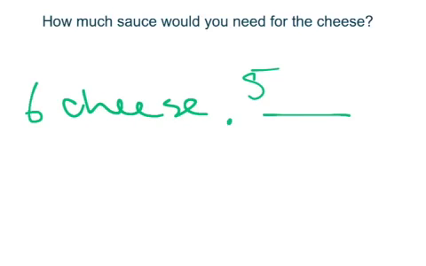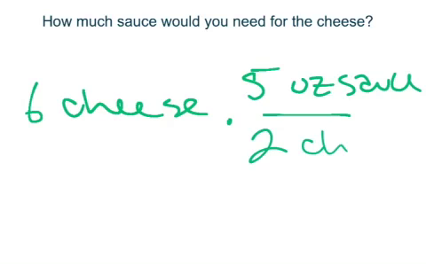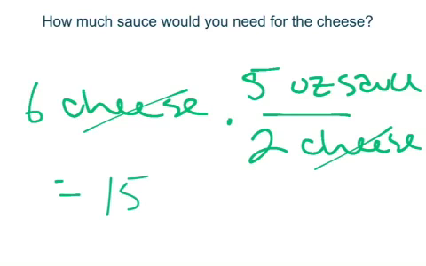We can also compare, like if we know we have a certain amount of cheese, then we can figure out how much sauce we would need to go with that. So we're going to go back to our 6 cheese. For every 2 cups of cheese, we need 5 ounces of sauce. So again, cheese is going to cancel out. That's our goal. So 6 times 5 is 30, divided by 2 means we need 15 ounces of sauce. That's not how you spell sauce, silly Miss Doss.